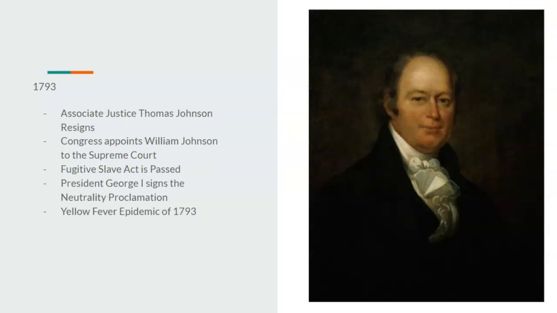In 1793, Associate Justice Thomas Johnson would resign. And so, 2, 3, maybe 4 months later, Congress would appoint William Johnson to the Supreme Court, and a Johnson replaced with a Johnson. Johnson and Johnsons. The Fugitive Slave Act would be passed by President George I, as he would also sign the Neutrality Proclamation.